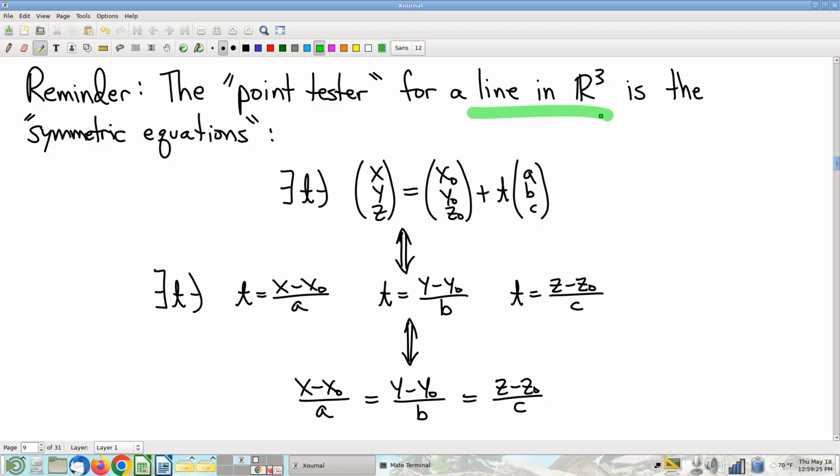Question. What does the symbol to the left of the line equation? Great question. I'll get to that when I get to that part of the thing.